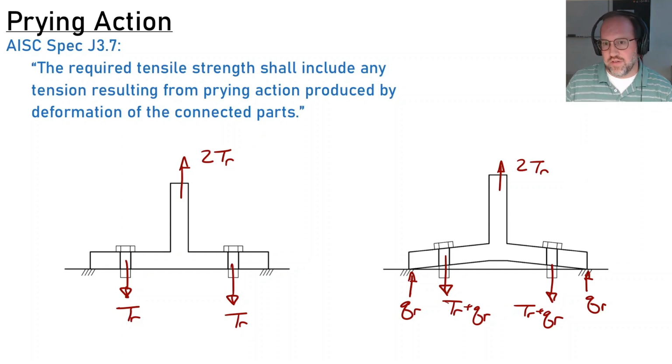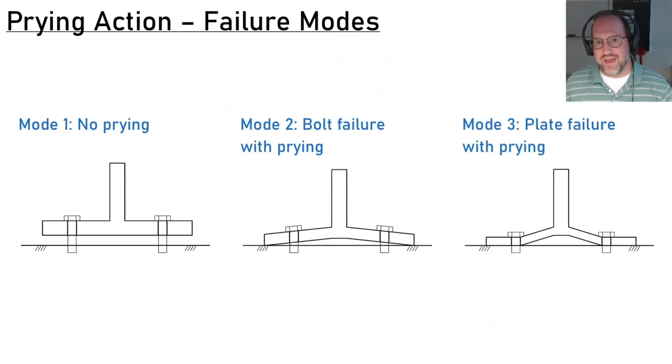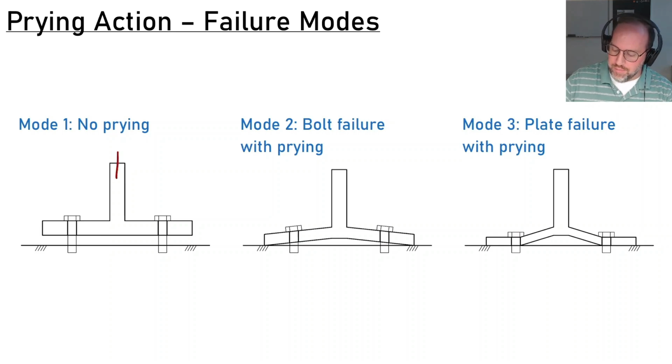In order to consider this, what we're going to do in this video, and again, this is a little bit different from how the steel manual presents it, is we're going to consider 3 different failure modes. And the first one is where we get to ignore prying. So once again, I'm going to put a force of 2 TR up here, and I'm going to have forces of TR down there and there.